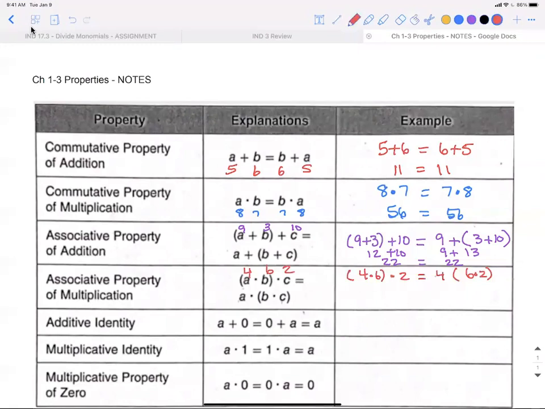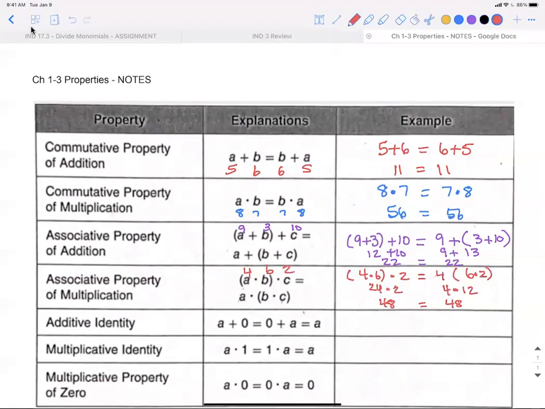Okay, so 4 times 6 is 24, times 2. And 24 times 2 is 48. And let's check our other side. We're going to ignore this 4 for a second. 6 times 2 is 12. Okay, and 4 times 12 is 48. So it checks out.